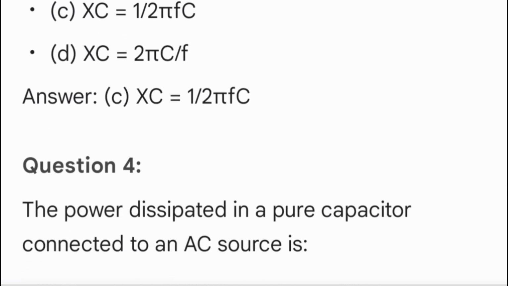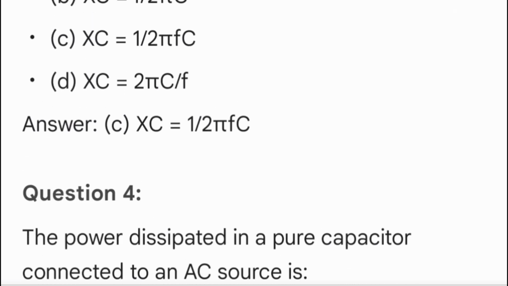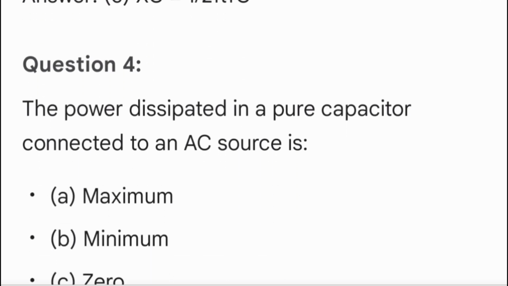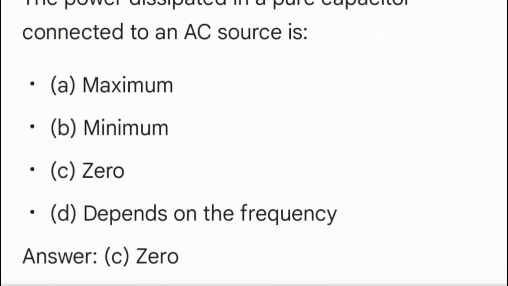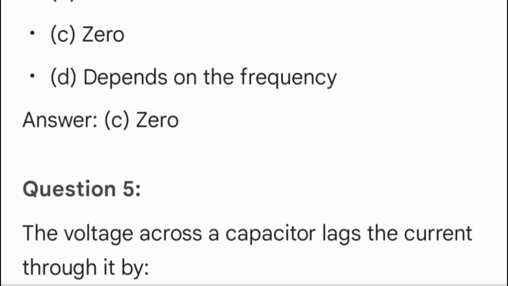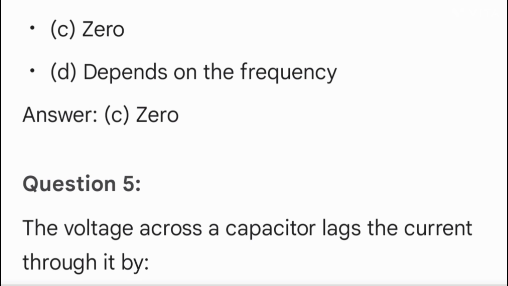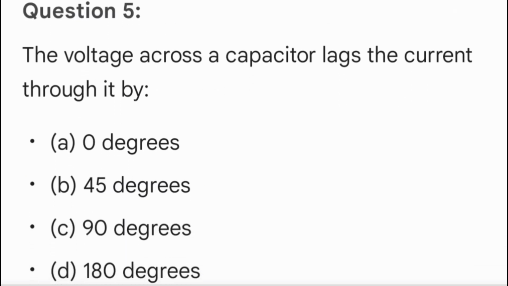Question 4. The power dissipated in a pure capacitor connected to an AC source is A. maximum, B. minimum, C. 0, D. depends on the frequency. Answer: C. 0. Question 5. The voltage across a capacitor lags the current through it by A. 0 degrees, B.